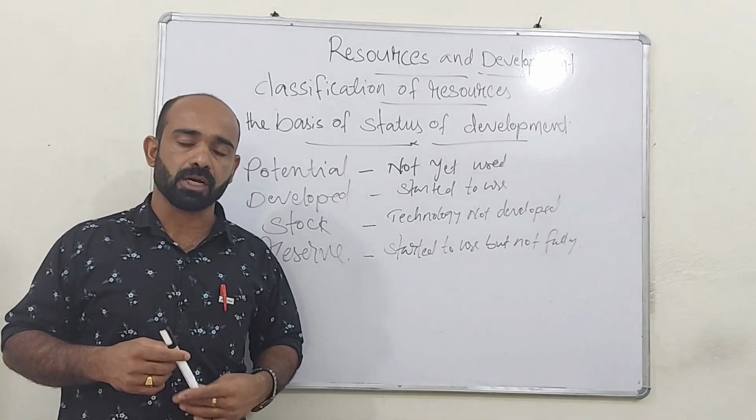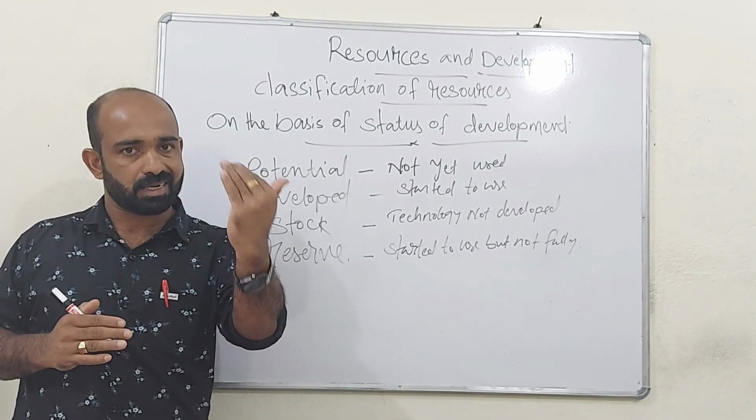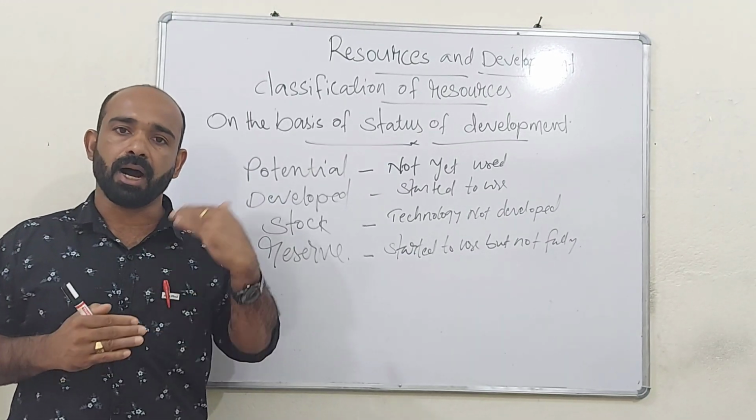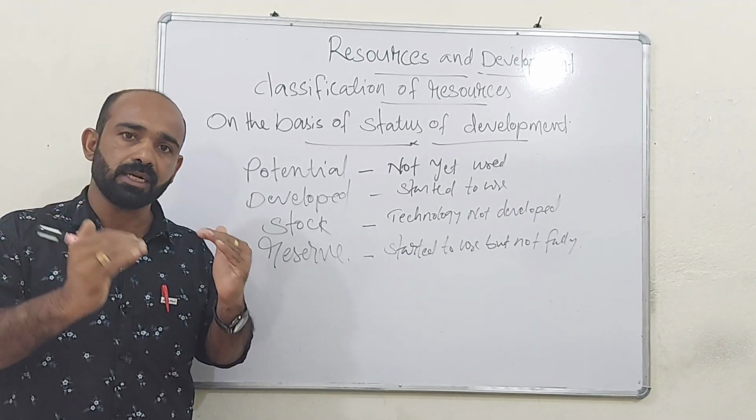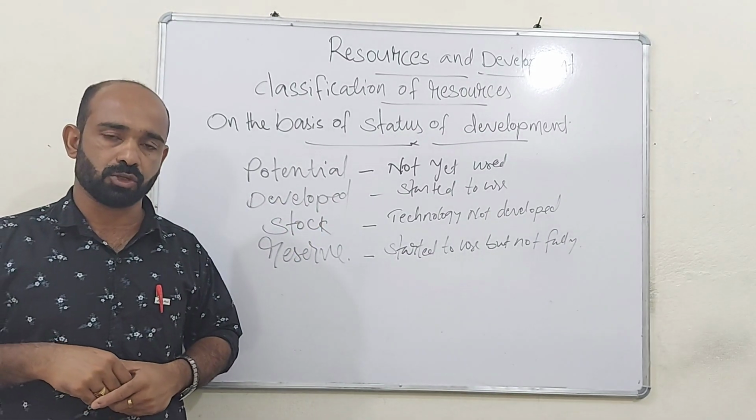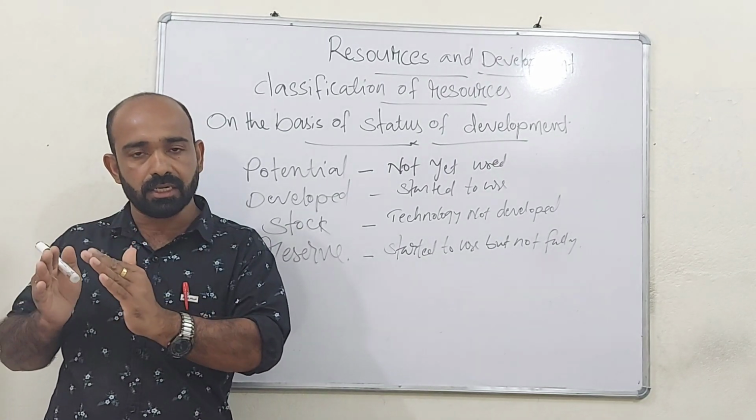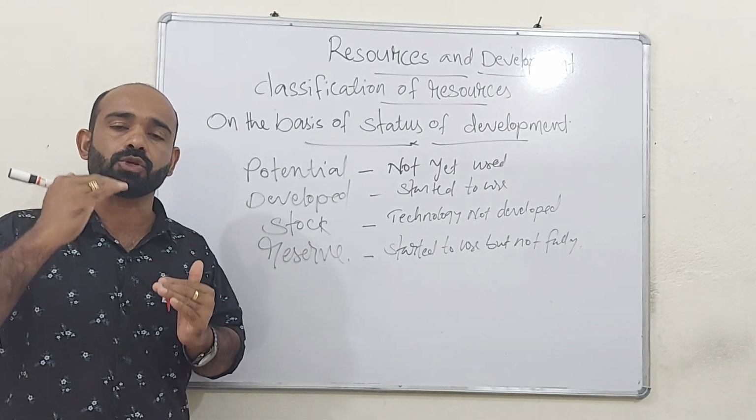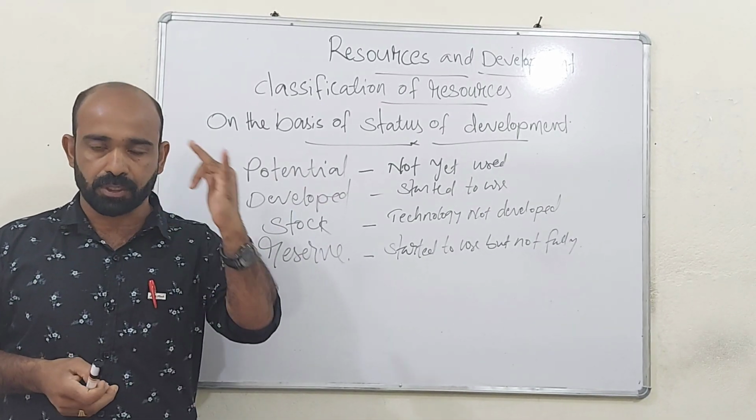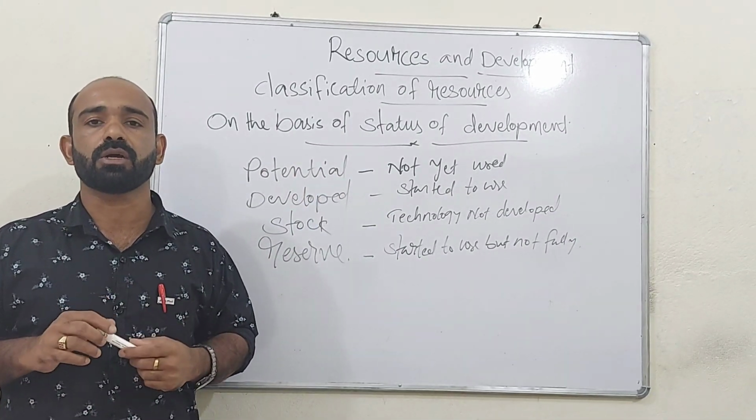Now let's see developed resources. All the procedures as we have discussed, technology already developed, quality and quantity estimation already made, and the resources found in a region have started to be utilized. Such resources are called developed resources. Stock: resources found in a region but technology is not available for their utilization. Quality estimation is not made, quantity estimation is not made, no survey is made, and even technology is not suitable.